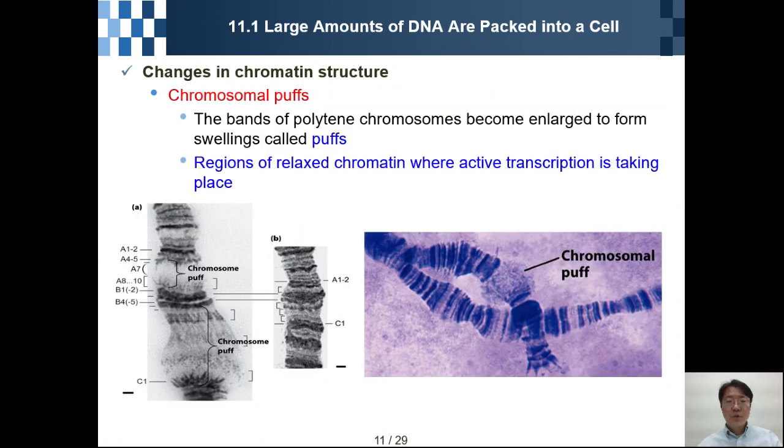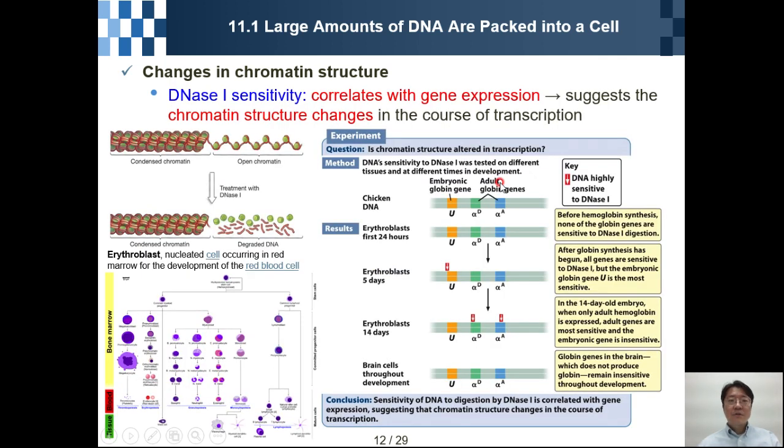Usually we stain the DNA, and the dark region means a highly condensed region, and the light stained region we call the puffs. This is the relaxed chromatin region, and in this region active transcription is taking place. But in addition to DNA staining, there is another method.